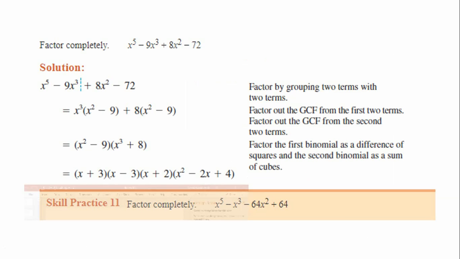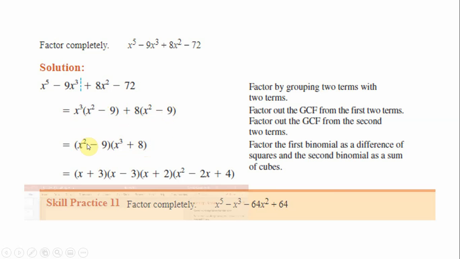So let's look at another one. Factor completely. X to the fifth minus 9x cubed plus 8x squared minus 72. Any GCF? No, there's no common x's and there's nothing common factors between these. So I'm going to try to group them together. I can take out an x cubed, x squared minus 9. And then this, take out an 8, x squared minus 9, because I'm really looking if I can get this to look like that. In this case I can. 8x squared minus the 72. I take out the x squared minus 9. I'm left with the x cubed plus 8.